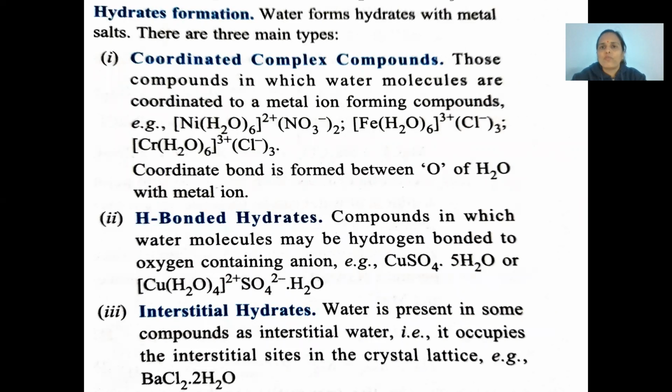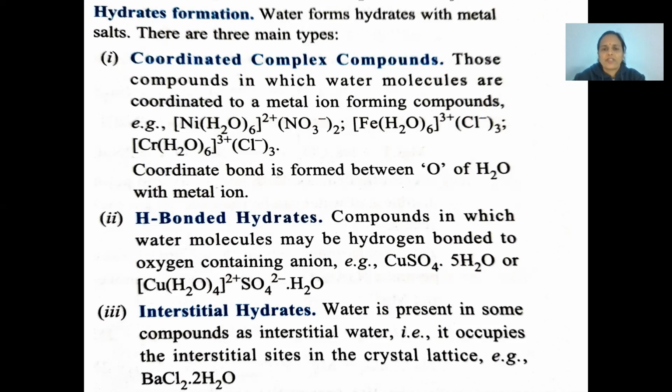Hydrates formation. Water forms hydrates with metal salts. There are three main types: coordinated complex compounds, hydrogen bonded hydrates, and interstitial hydrates, respectively. Coordinated complex compounds are those compounds in which water molecules are coordinated to a metal ion. Example, [Ni(H2O)6]2+ (NO3-)2, [Fe(H2O)6]3+ (Cl-)3, [Cr(H2O)6]3+ (Cl-)3. Coordinate bond is formed between oxygen of water with metal ion.